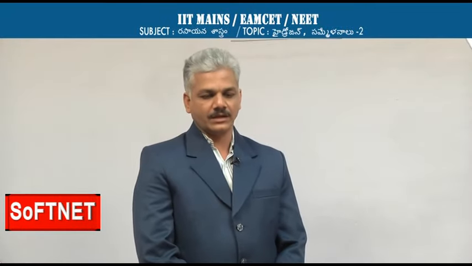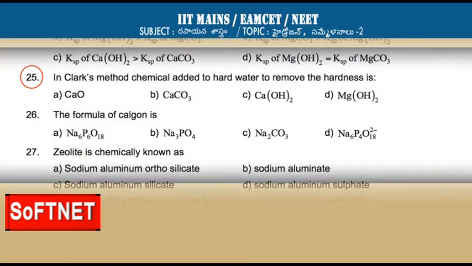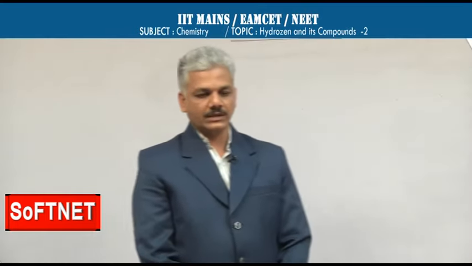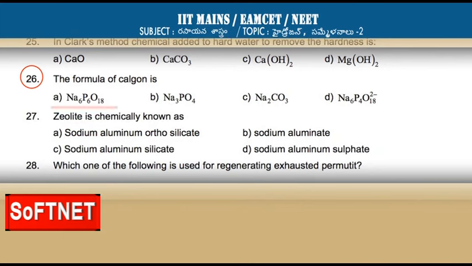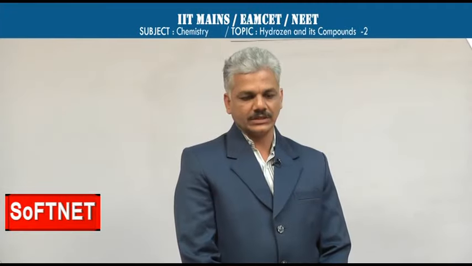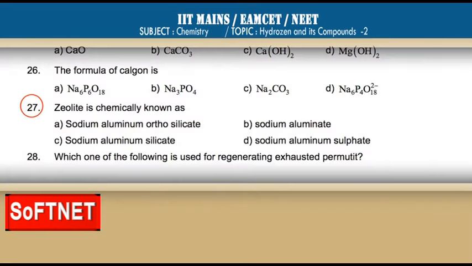25. In Clark's method, the chemical added to hard water to remove the hardness is milk of lime, that is calcium hydroxide. So the correct option is C. The formula of calgon: sodium hexametaphosphate is called calgon. So the correct option is A, Na6P6O18. 27th question. Zeolite is chemically known as sodium aluminum orthosilicate. So the correct option is A.